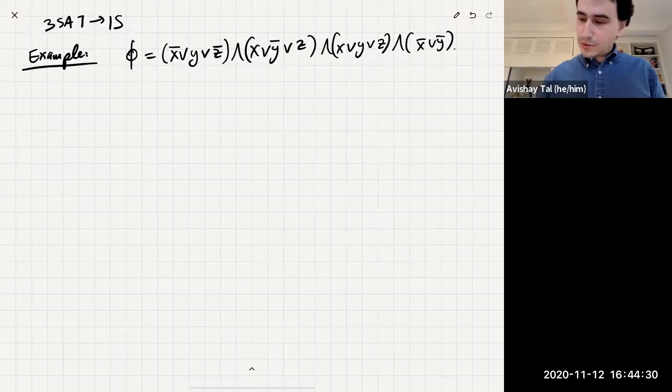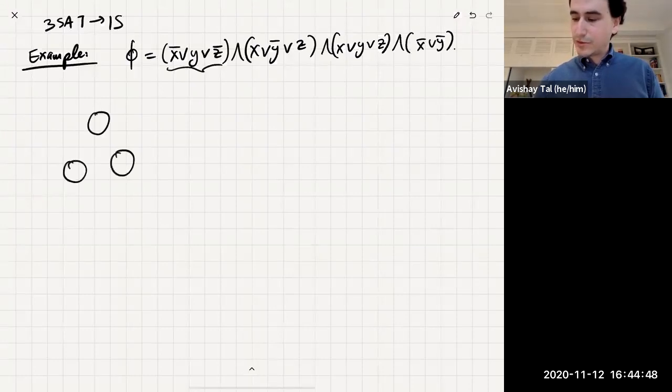So the idea is to take every clause and come up with a small gadget, like a small set of vertices and edges that corresponds to this clause. Okay, so this is the first step that we do. So we'll take this clause and introduce a triangle that corresponds to this clause.